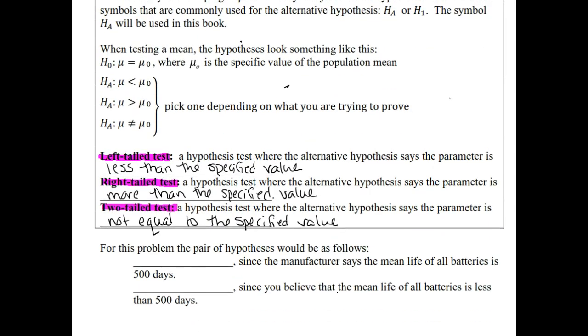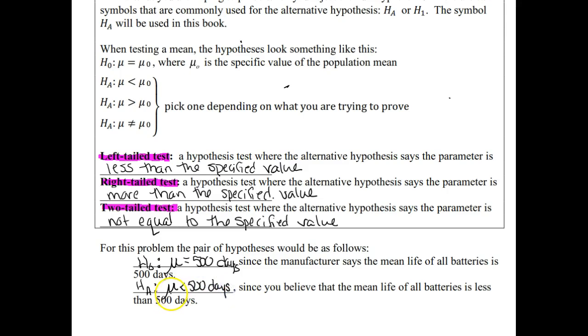So for this particular problem, the pair of hypotheses would be as follows. So the null hypothesis, the statement of no change, is that they claim it's 500, so we believe that the mean is 500 days. The alternative hypothesis that we're hoping to show and that we believe to be true, we think that the mean is actually less than what they've claimed.